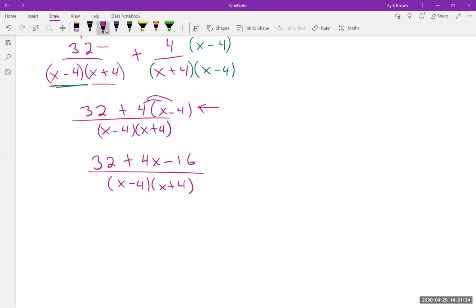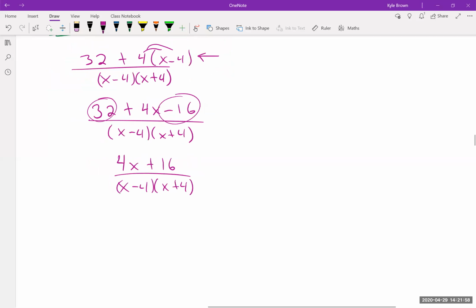All right, so now the top one here, I can combine like terms. I've got 32 and negative 16, or it's 32 minus 16. So all of that would just become, well, let's write those. So that's going to be 4x, and then that would just be plus 16 now after I subtracted 16, over x minus 4, x plus 4. Now you're pretty much done here, but watch what's going to happen.